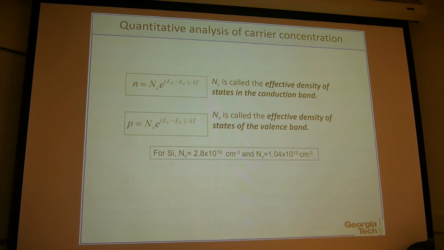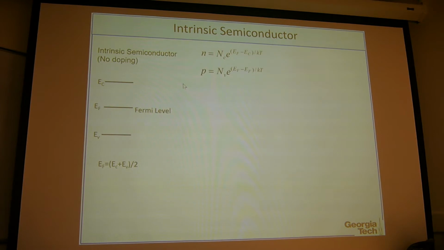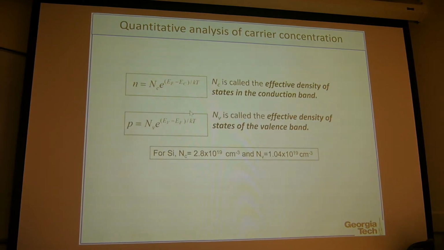Then let's have a summary here. So this is how we calculate the electron and hole density in the semiconductor. N equals NC times this exponential function. This is due to the Fermi statistics. And P equals NV times this Fermi function.